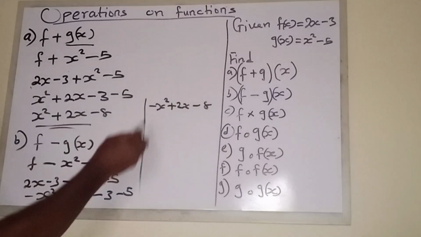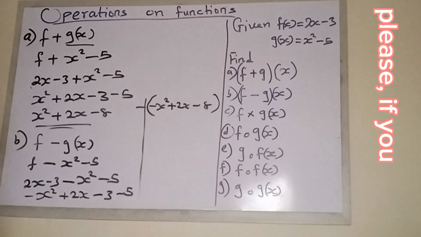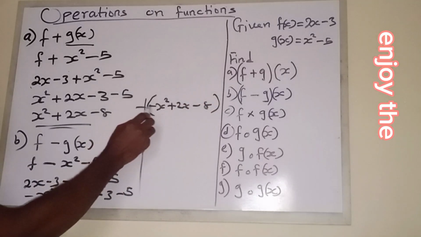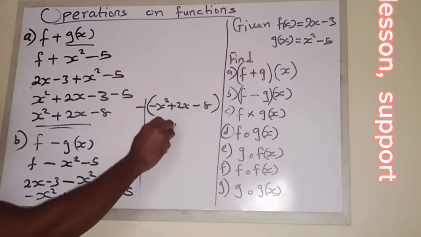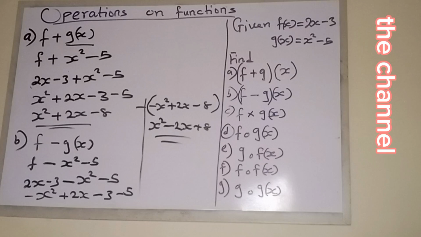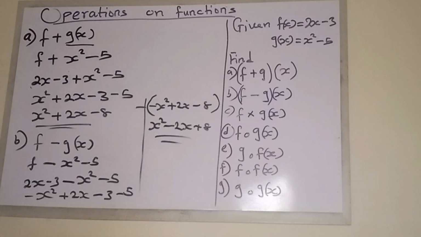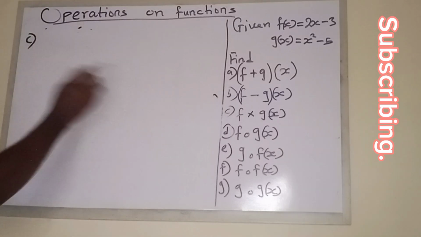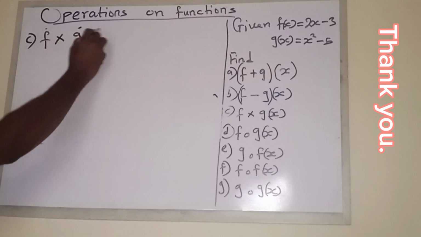Now, we can multiply all through by minus so that we can eliminate this minus here. So when we multiply this, we have minus times minus, we have plus. So we're going to have x squared minus 2x plus 8. So this is our final answer. Now, let's move to question number 3c, which says the function f multiplied by g of x.